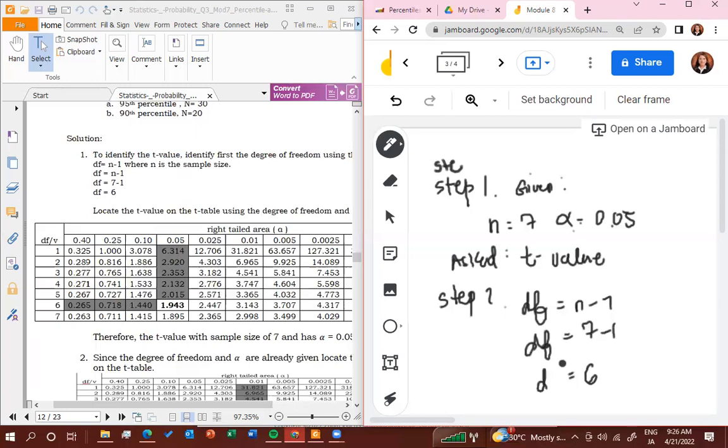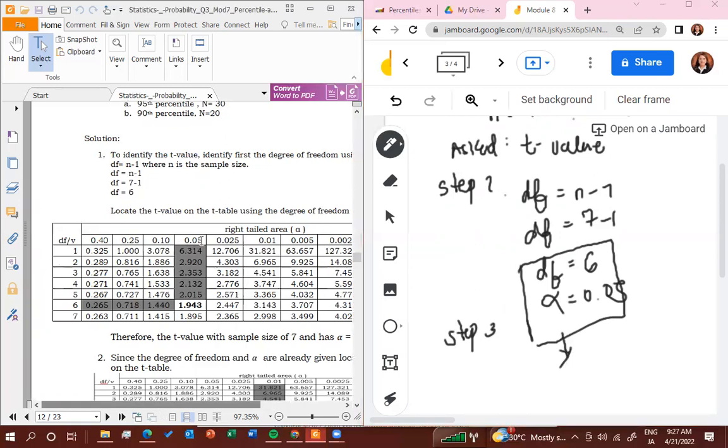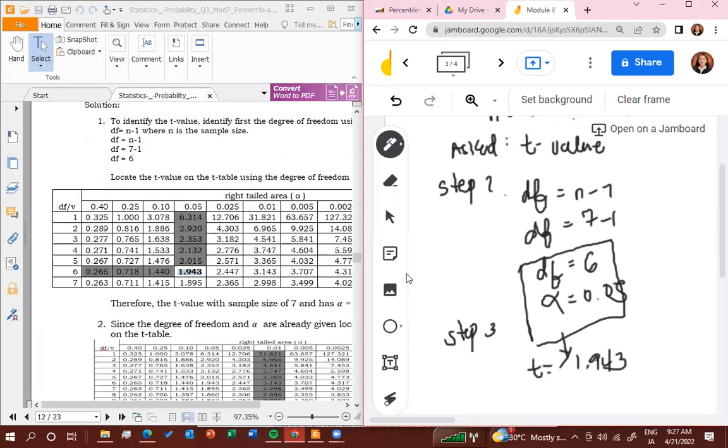Since we're given df and given the tolerance equal to 0.05, all we need to do is, step 3, look at the t-distribution table. With 0.05 and 6 degrees of freedom, the t value we get is 1.943. So we have number 1.